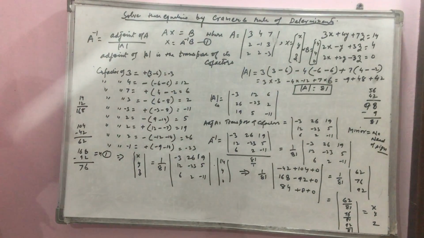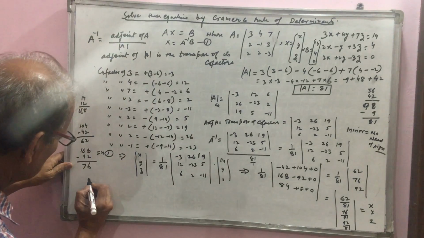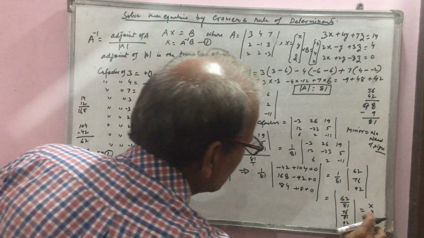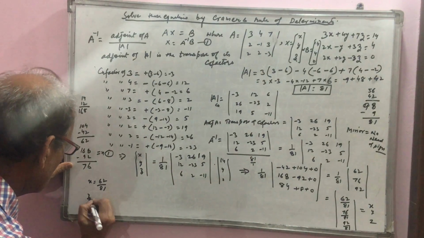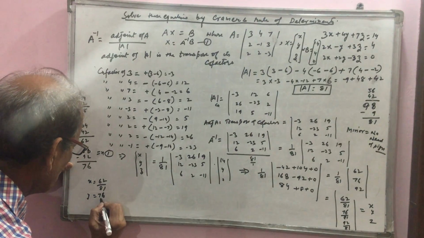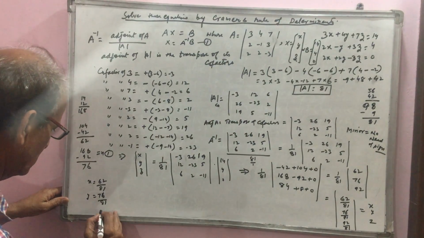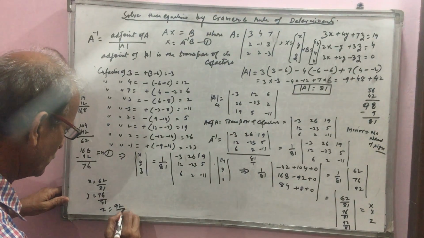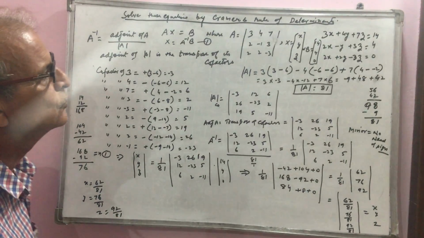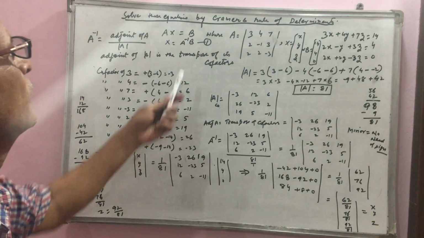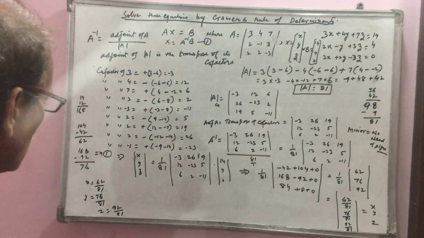So x is equal to 62 over 81, y is equal to 76 over 81, and z is equal to 92 over 81. So we have solved this equation with the help of Cramer's rule.